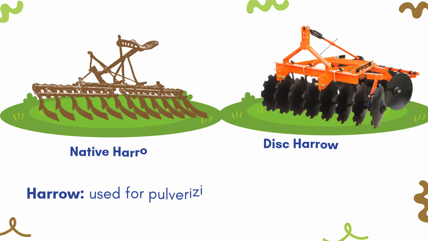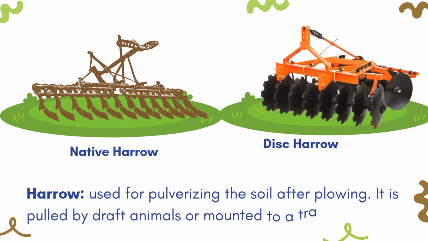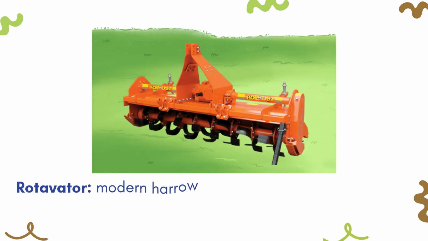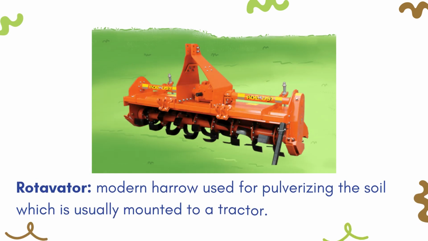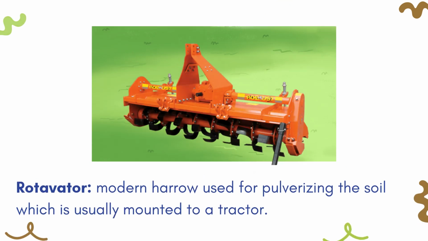Harrow, used for pulverizing the soil after plowing. It is pulled by draft animals or mounted to a tractor. Rotavator. Modern harrow, used for pulverizing the soil, which is usually mounted to a tractor.